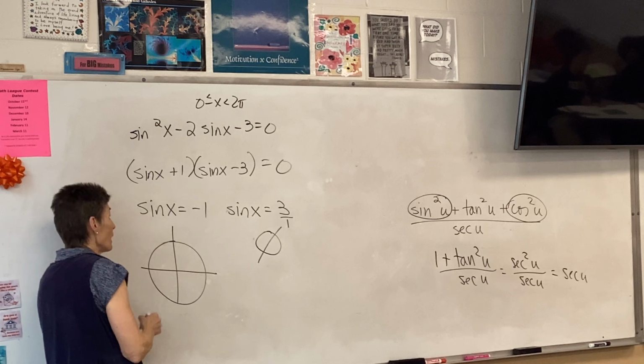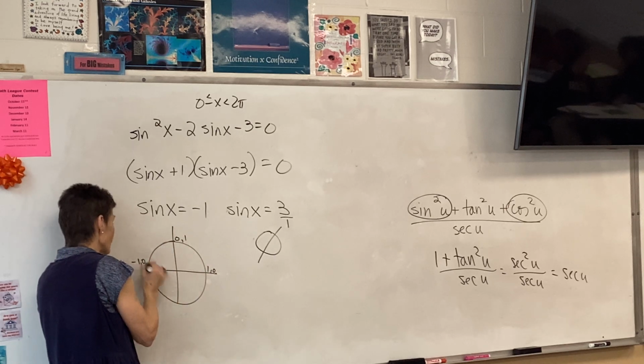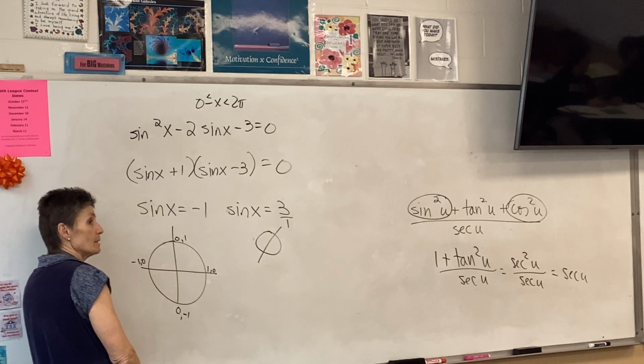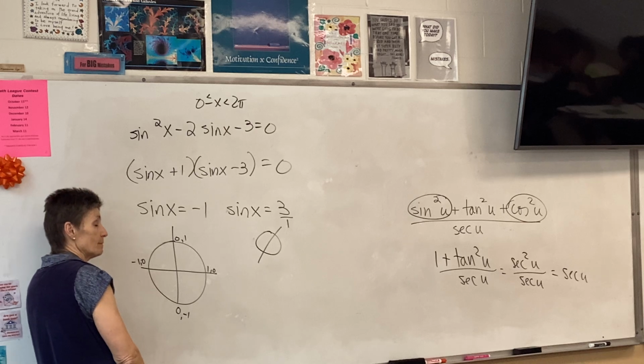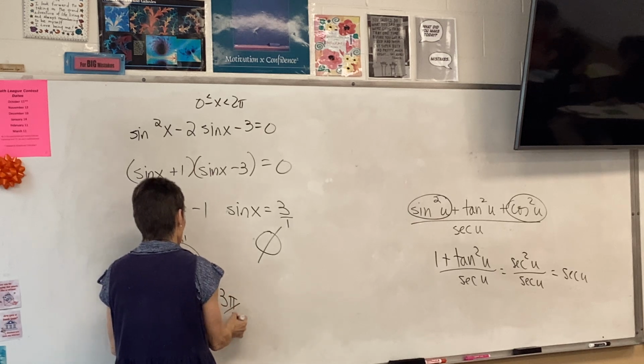Exactly. So where does the sine, look around your unit circle. Where does the sine equal -1? It's 3 pi over 2. It's y, or sine is y.